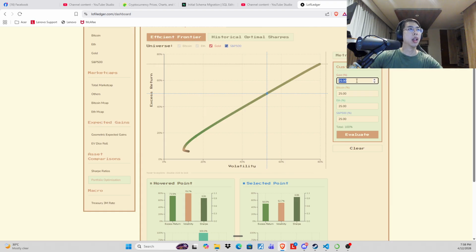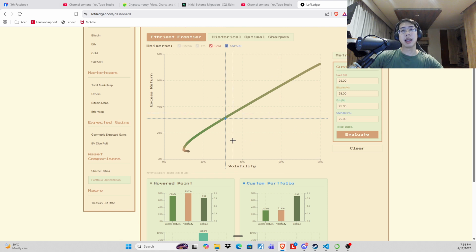So for example, let's say I have a portfolio of just an equal split of everything. If you evaluate that, you can see that point lies a little bit under this curve, right? So that means it's slightly inefficient, right? If I hover my mouse over this point, you can see that the optimal portfolio that sits on the line is just slightly above.